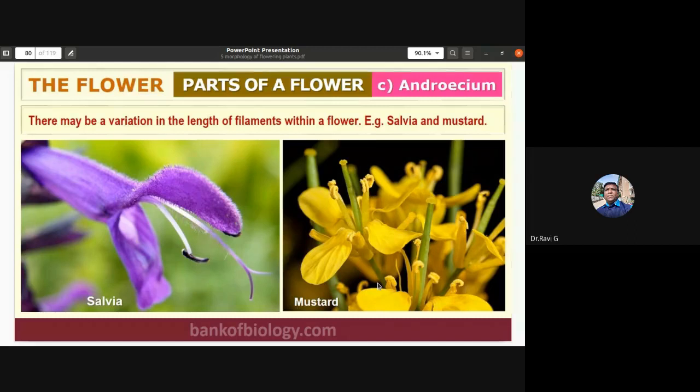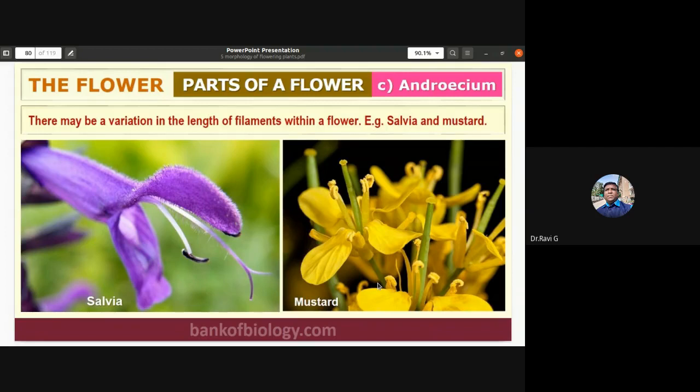In the case of the disc florets of sunflower, you notice that only the anthers will be fused. The filaments are free. What do we call that condition? We call that the syngenesious condition. In the disc florets of sunflower, the anthers are all fused, the stamens are free, the filaments are free. Anthers are all fused and filaments are free. We call that condition syngenesious.